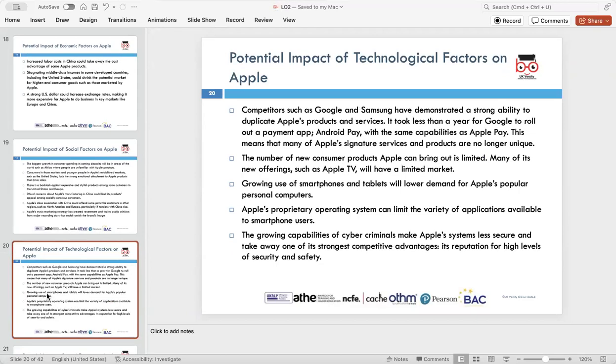Potential impact of technology factors on Apple. Again, the capacity of competitors like Google and Samsung to replicate Apple products and services has been proved to be quite robust so far. Android Pay, which had the same features as Apple Pay, was released by Google in a period of time.